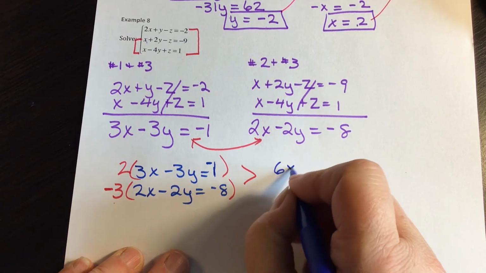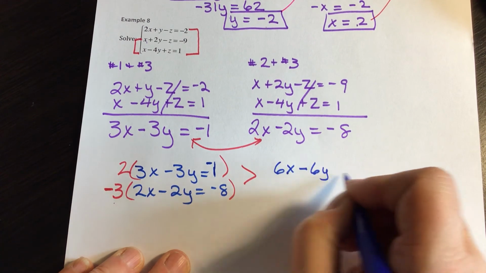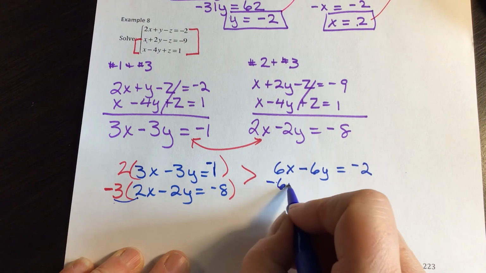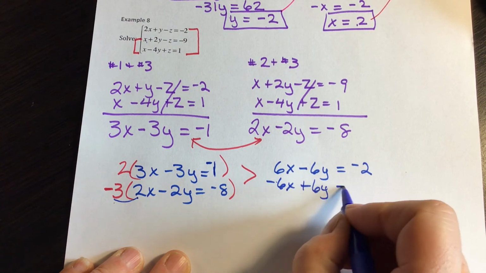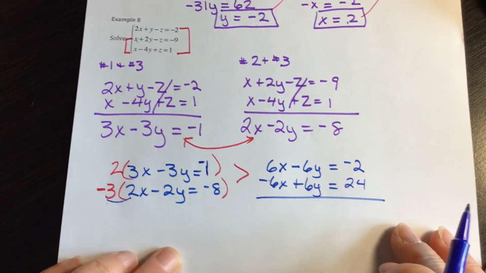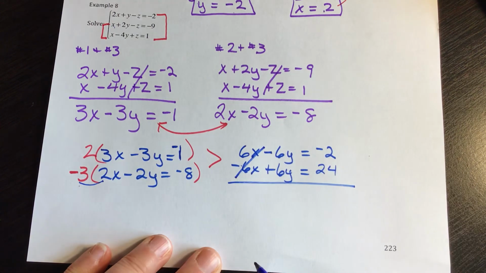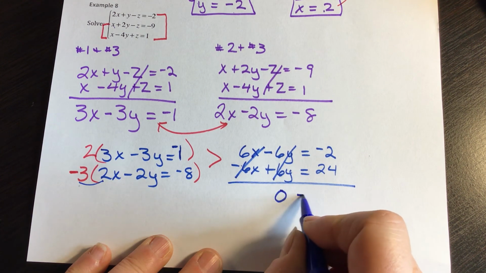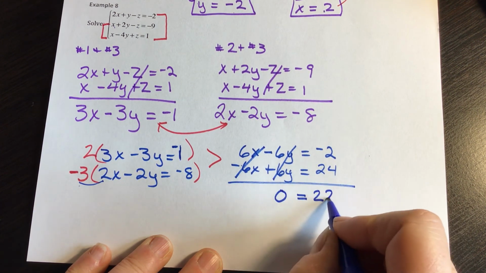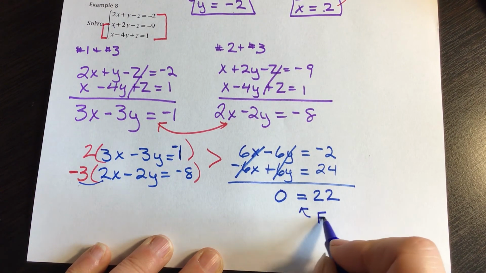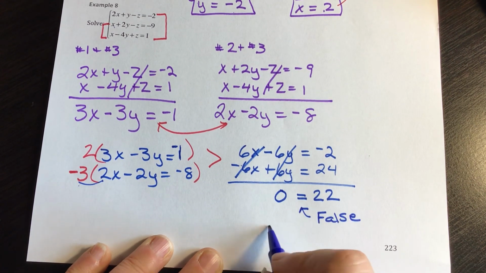So this gives me 6x minus 6y equals negative 2. And this gives me minus 6x plus 6y equals positive 24. Now when I add these together, the x's cancel, and so do the y's. They're both opposites. So on this side I have 0, on this side I have 22. So in this case, because this is false, there is no solution.